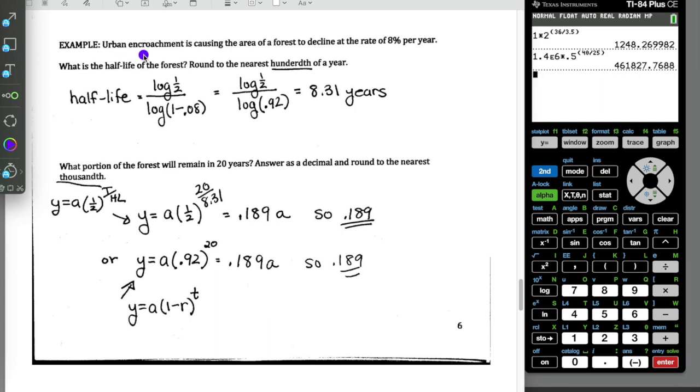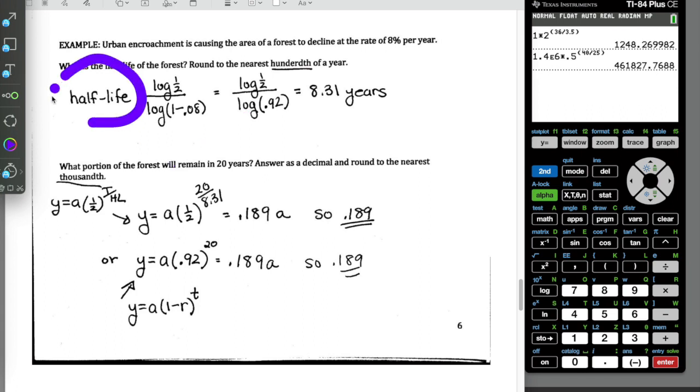It says an urban encroachment is causing the area of a forest to decline at the rate of 8% per year. So here's a key word. We're talking about declining. So we're talking about exponential decay, which also means we're going to be talking about half-life. Okay, the rate of decay is 8%. What is the half-life of the forest? And we're going to round to the hundredth of a year, so that means 2 places.